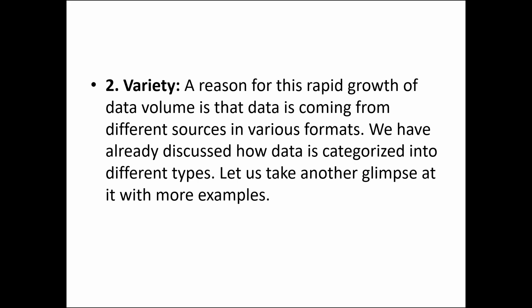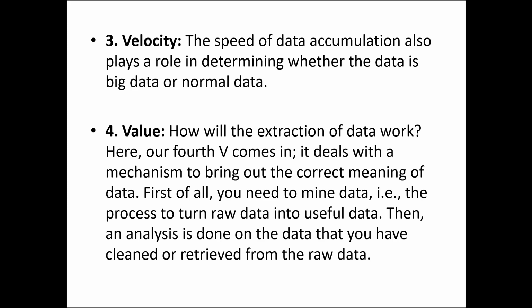Next, variety. This contains a collection of information. The data can be in text format, image format and various types of file formats. That is called variety. And the next one is velocity. It refers to the speed of the data. The speed of data accumulation also plays a role in determining whether the data is big or normal data. So velocity refers to the response time of the data.